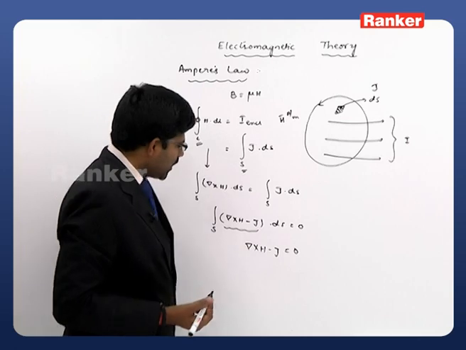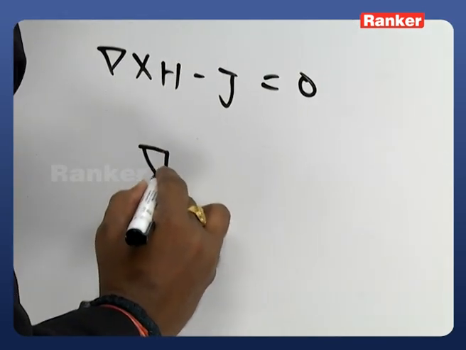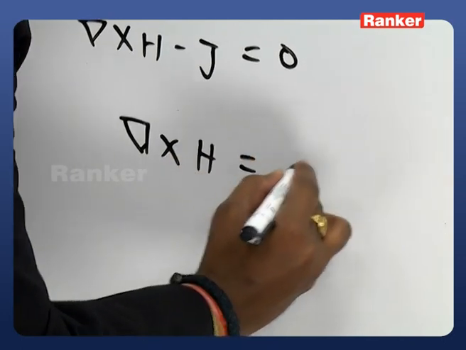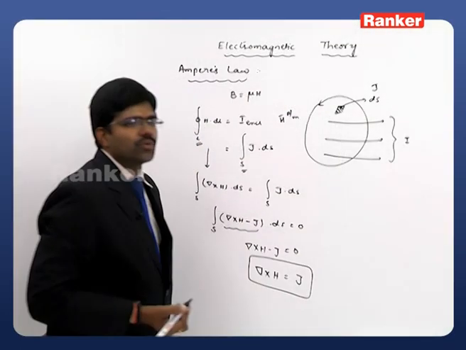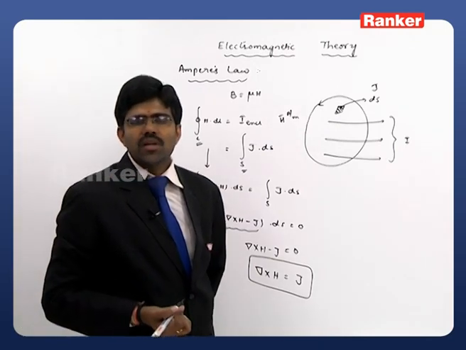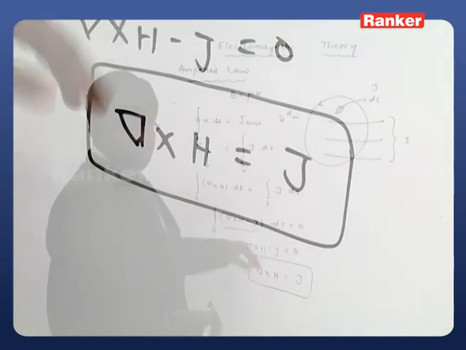Del cross H minus J is equal to 0, which corresponds to del cross H is equal to J. This is the fourth equation that we are supposed to remember as Maxwell's equations in point form. Then what is the integral form?